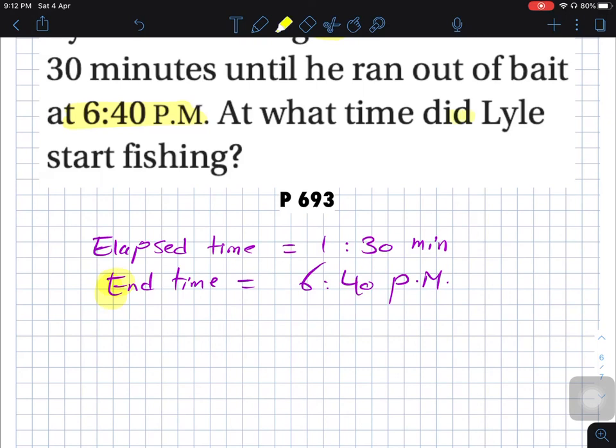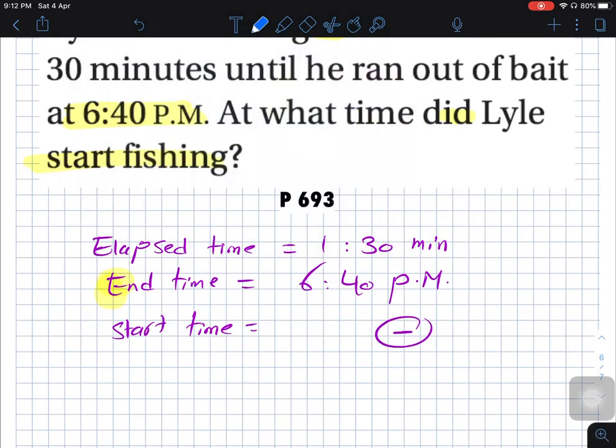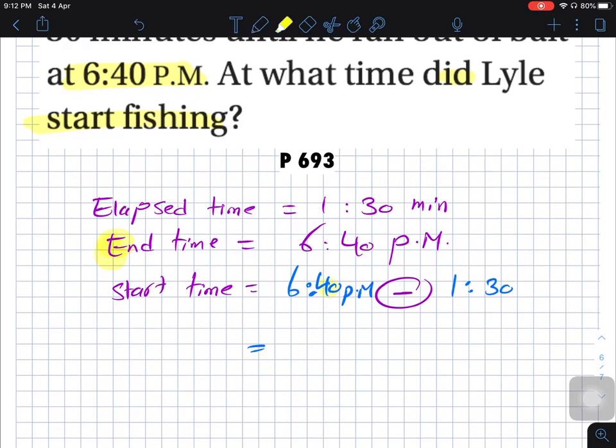At what time did Lyle start? So the question is to find the start time, and to find the start, you have to subtract. Subtract the end time, which is 6:40 p.m., minus the elapsed time, which is 1:30. Now subtract minutes first. 40 minus 30 is 10, and 6 minus 1 is 5 p.m.